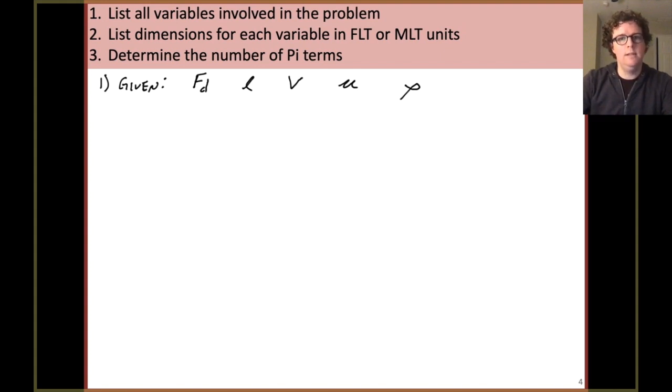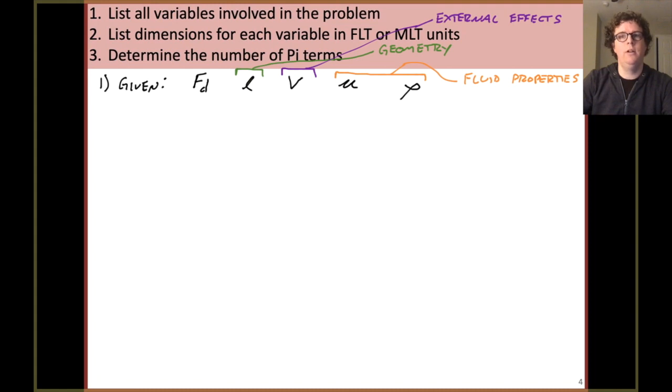Step 2, list the dimensions for each variable, and you need to either pick force length time or mass length time units, FLT or MLT. And so the variables that we're going to consider here include fluid properties, they include the geometry of the problem, they also include any external effects. So what's going on outside the airplane that might matter. All right. So in this problem, I've elected to use the MLT or mass length time version.